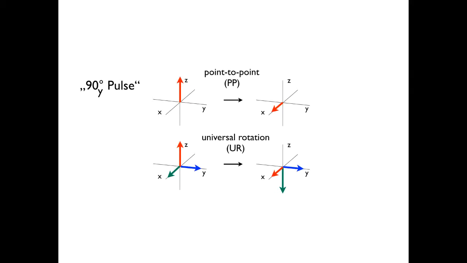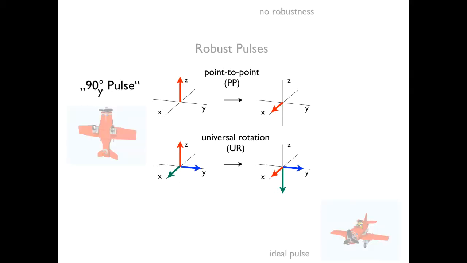Now it looks like there's no big difference between the two. I mean, here it's a 90-degree rotation, here it's a 90-degree rotation. But I will try to illustrate this a little bit clearer. So if you have a three-dimensional object, suppose you have this little LEGO plane, and let's look at the universal rotation, the ideal pulse. If you rotate around the y-axis by 90 degrees, then the LEGO plane flips down, and so the nose points to the front.